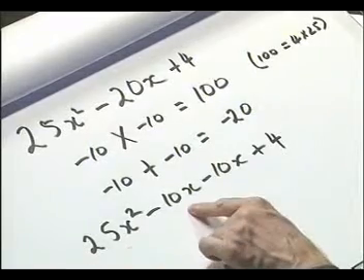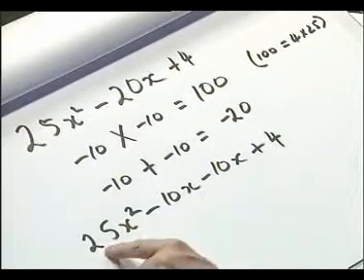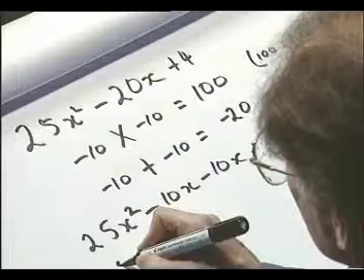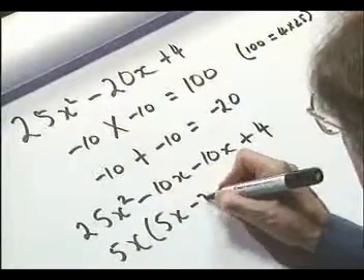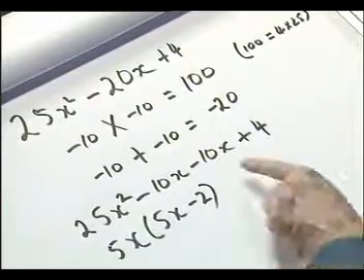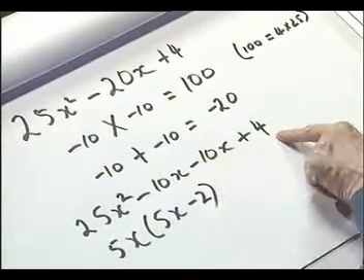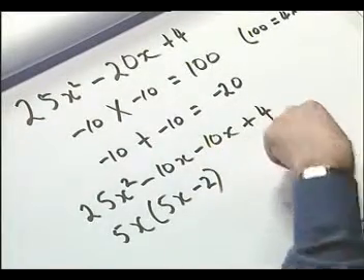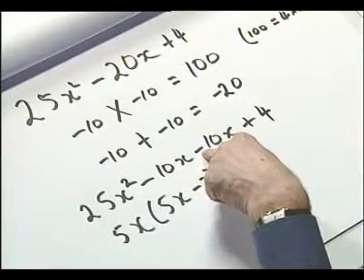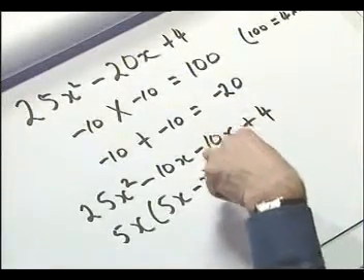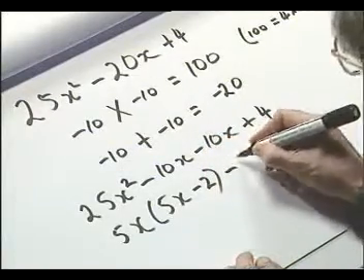We look at the front two terms for a common factor, and clearly there is 5x. Gives me 5x minus 2. Now I look for a common factor in the last two terms. There is a common factor of 2 here, because 2 times 5 gives us 10, and 2 times 2 gives us 4. But there is this minus sign. So perhaps we better take minus 2 as our common factor.